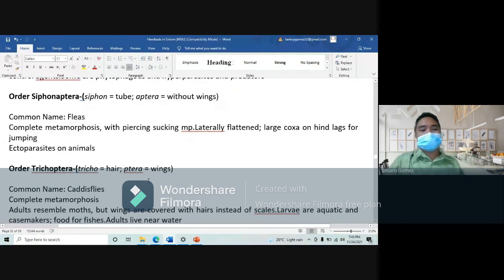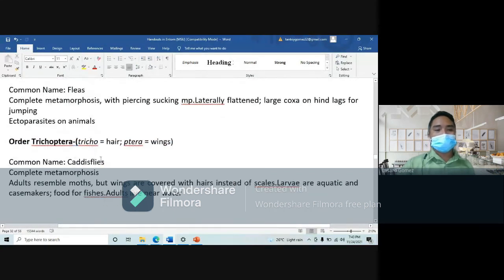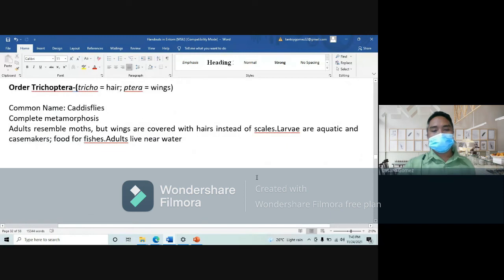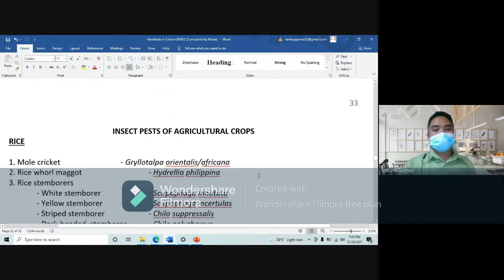The other order is the Trichoptera. It consists of two words. Tricho means hair, ptera means wings. An example of this order is the caddis flies. In terms of metamorphosis, these insects have complete metamorphosis. Adults resemble moths, but wings are covered with hairs instead of scales. Larvae are aquatic and case makers, food for fishes. Adults live near the water.